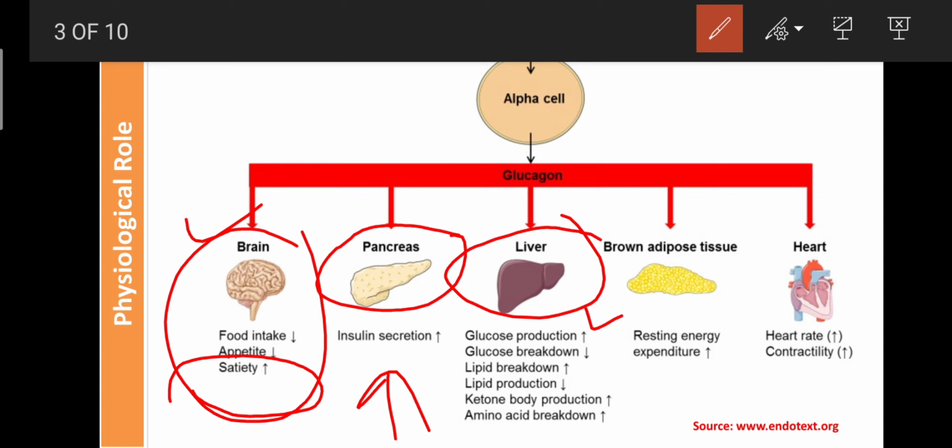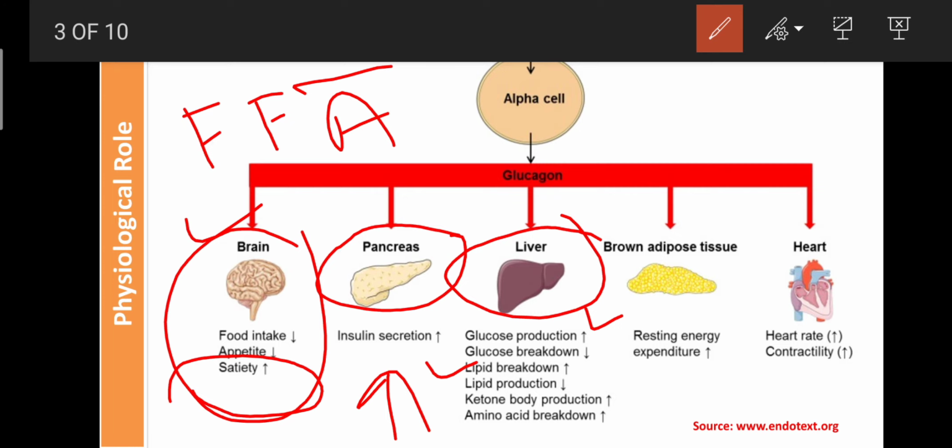So it can normalize the hypoglycemic conditions, and as well as it can enhance the breakdown of lipid in the liver. Due to breakdown of lipid in the liver, it can produce more free fatty acids. These free fatty acids are required for gluconeogenesis, that is the formation of glucose from non-carbohydrate sources, which requires lipoproteins or free fatty acids. And here glucagon on the liver can enhance the breakdown of lipid. Due to that, more lipids are available for the formation of glucose.